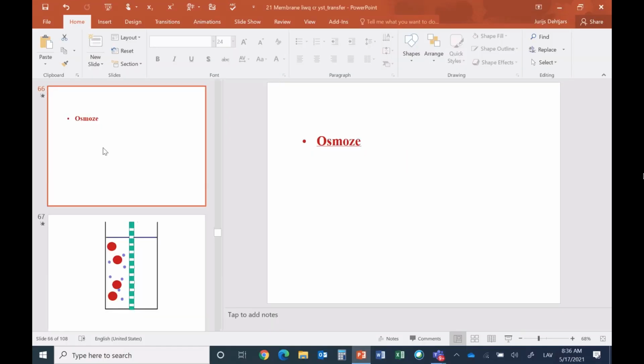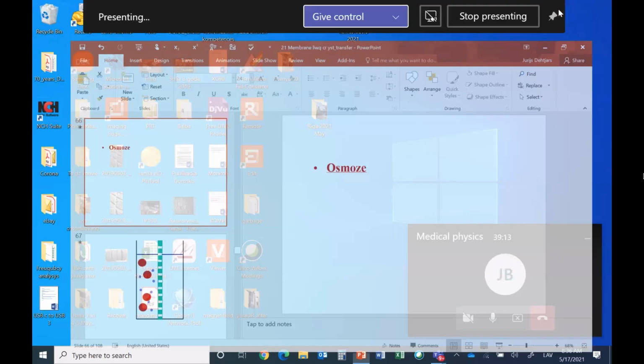So the next one is osmotic phenomena or osmosis. So I need to switch the screen. It doesn't work. Why? I don't know. I need sound here.